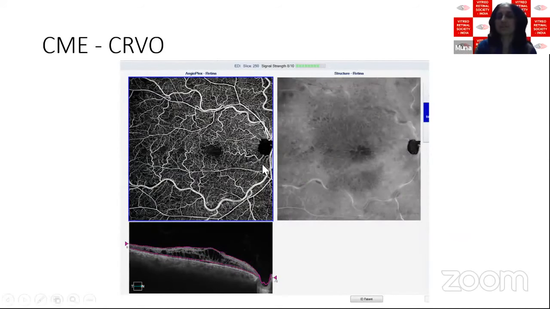As I mentioned, sometimes the changes in the superficial plexus may be only limited to vascular dilation and tortuosity, and you may not see the cystoid macular edema on the OCTA. You compare it with the structural B scan, and on the right you see the en face reconstructed image showing very well the cystoid macular edema.